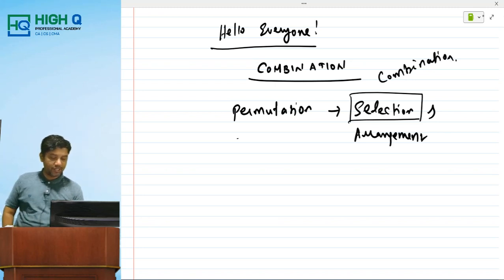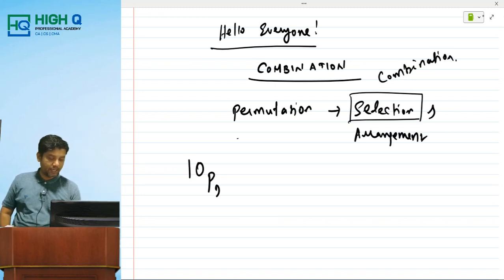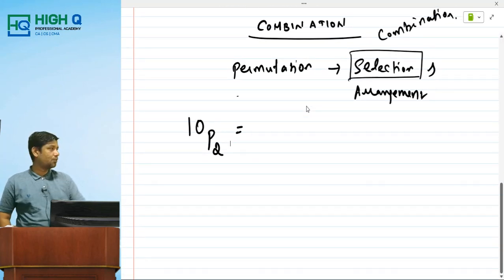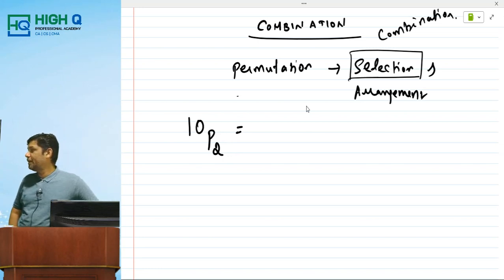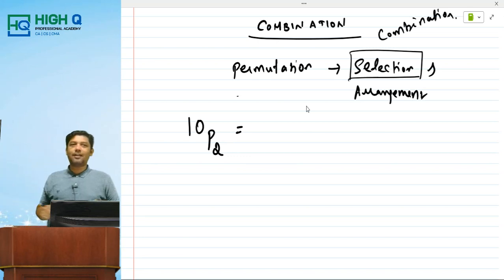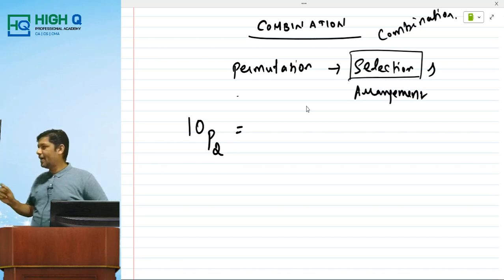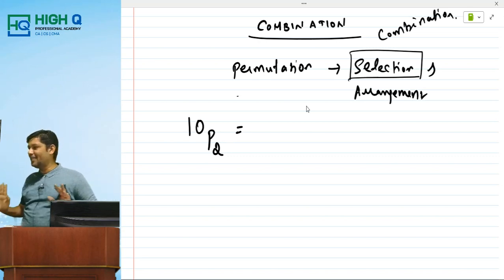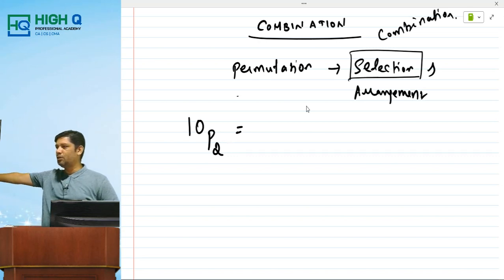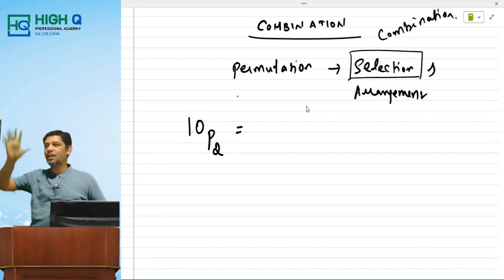So, for example, what is meant by 10P2, my dear? Very good, the answer is 90. But what I asked is what is the meaning of 10P2? Out of 10 people, 2 to be arranged.